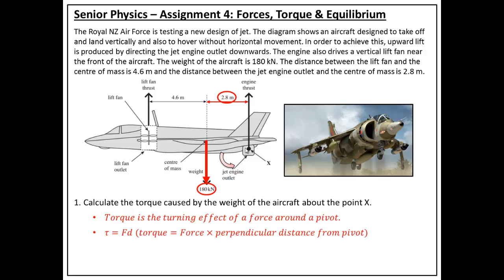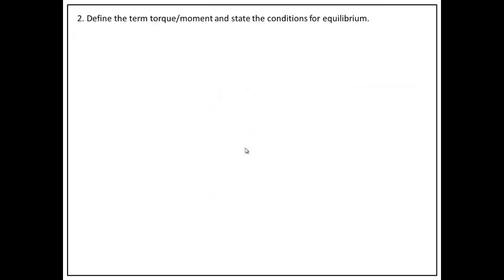You also need to be careful here. The weight is given in kilonewtons, kilo meaning times 10 to the power 3. So the weight is 180 times 10 to the power 3. Once you type these variables into your calculator, you should get an answer of 504,000 Newton meters. And because torque is a vector quantity, we should not only state its magnitude but also direction. In this case, from the diagram, we can see it is in the anti-clockwise direction.